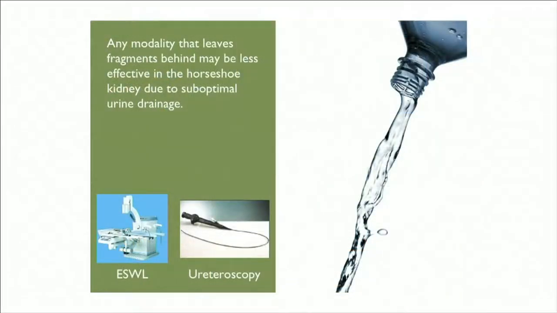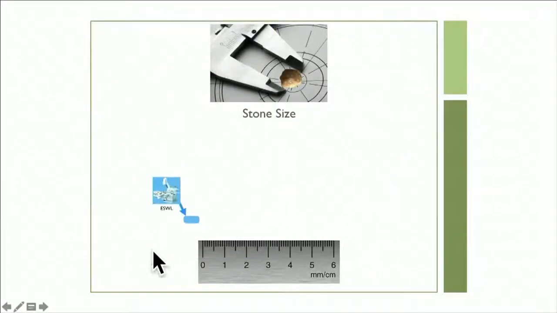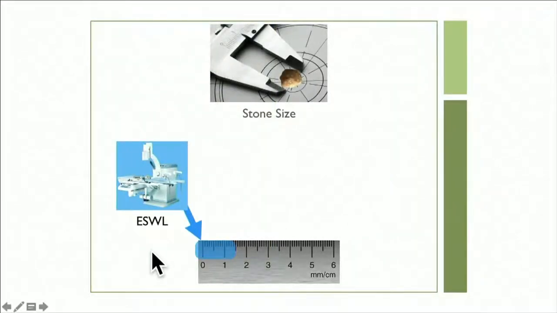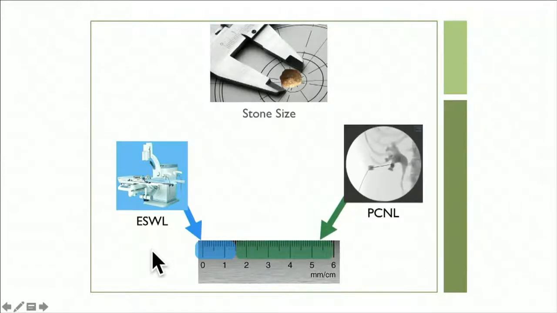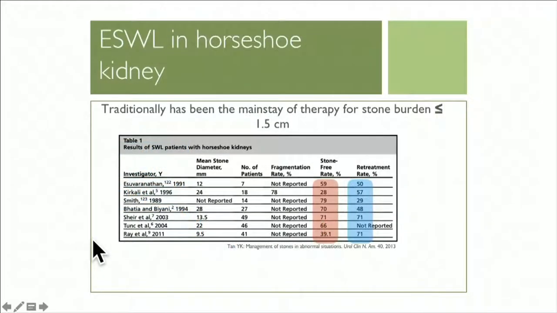Keep in mind that any modality that leaves a bunch of fragments behind in a horseshoe kidney may be suboptimal because of that suboptimal drainage. So the traditional teaching was that you addressed stones less than 1.5 centimeters with shockwave lithotripsy in horseshoe kidneys, and then everybody else got percutaneous surgery. Ureteroscopy really wasn't on the table, but that's changed a fair bit.